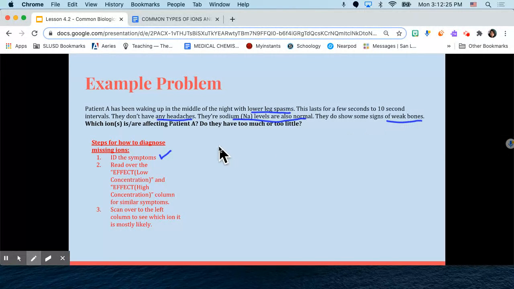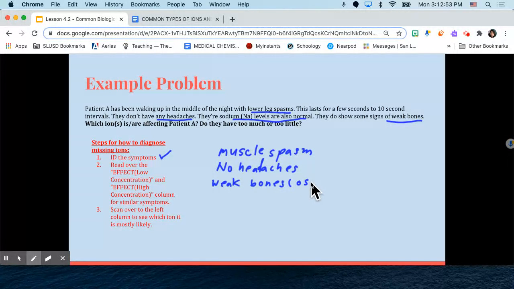So the things I'm looking for are muscle spasms or twitching, no headaches, normal sodium, and weak bones or osteoporosis. Hopefully you remember this from the first quarter.